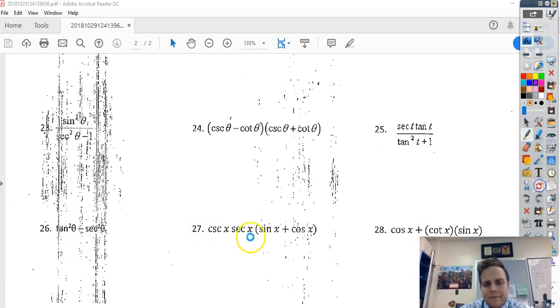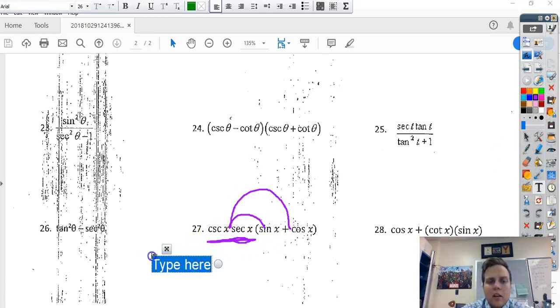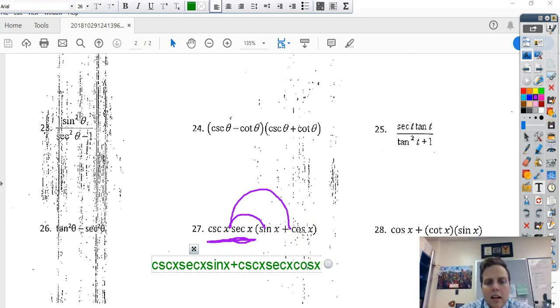Alright, number 27. It's important to realize, guys, that this is a block. Okay, it multiplies all together. So we're going to distribute this times this, and then that whole thing times that. I get cosecant x times secant x times sine x, then plus, and then I do this times this, so I get cosecant x times secant x times cosine x.